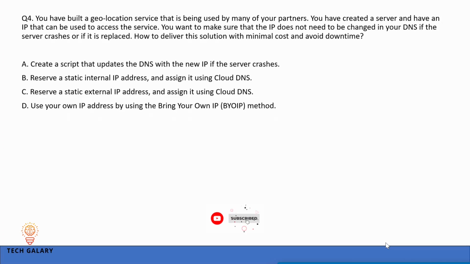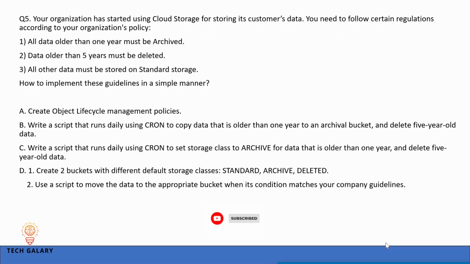Option A, create a script that updates the DNS with a new IP if the server crashes. Option B, reserve a static internal IP address and assign it using Cloud DNS. Option C, reserve a static external IP address and assign it using Cloud DNS. Option D, use your own IP address by using the bring your own IP method. The correct answer to this question is option C.